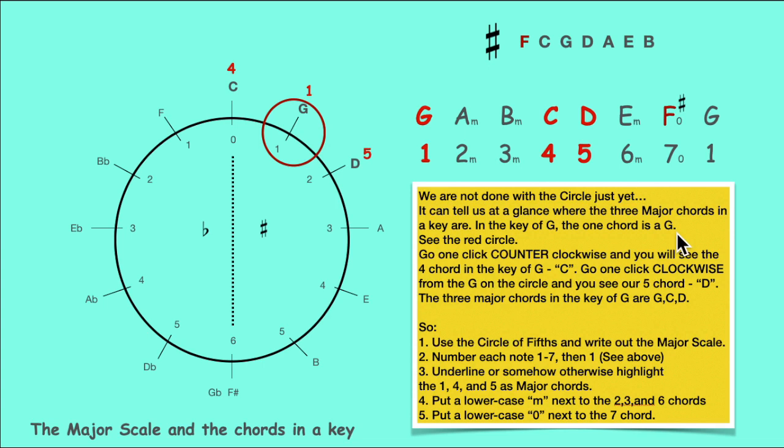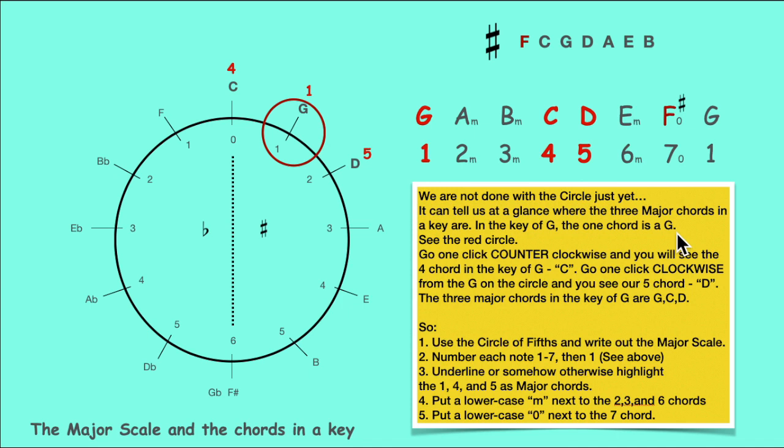That's the 1 chord. Now go 1 click left. What letter do you see there? C. That's your 4 chord. Go back to your G. Go 1 click clockwise or right. What's there? The letter D. That's your 5 chord. So not only does it tell you what keys are, but you can use it to determine what 1, 4, and 5 are in any key.